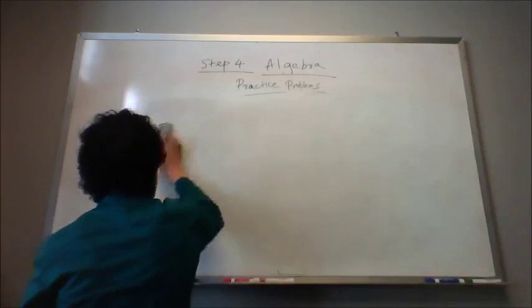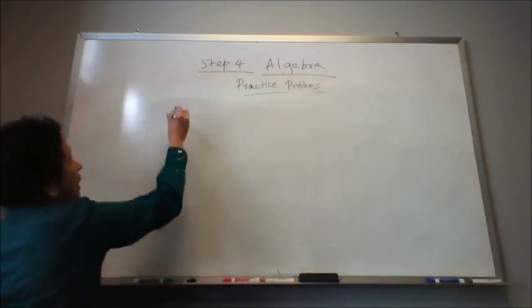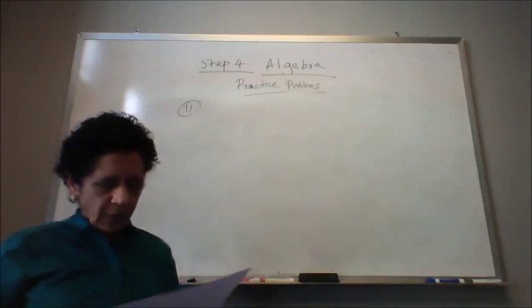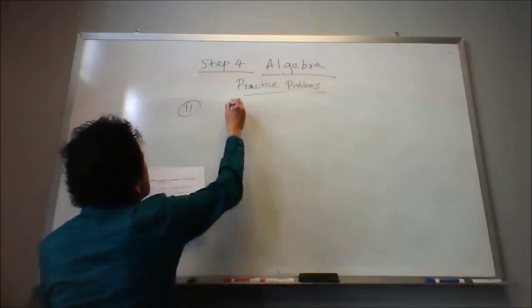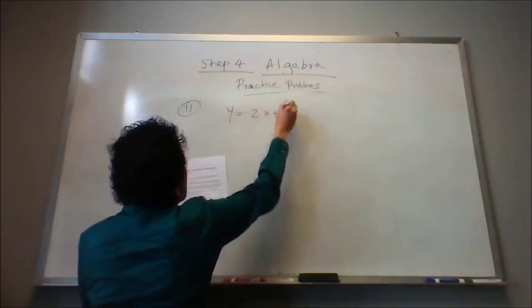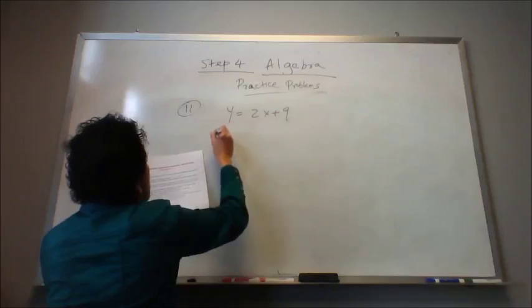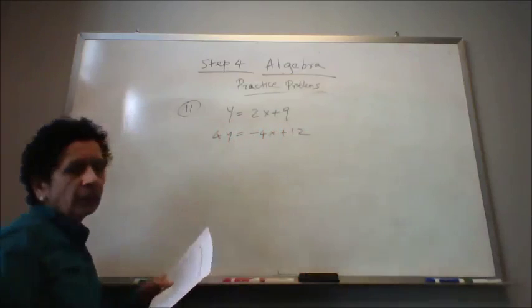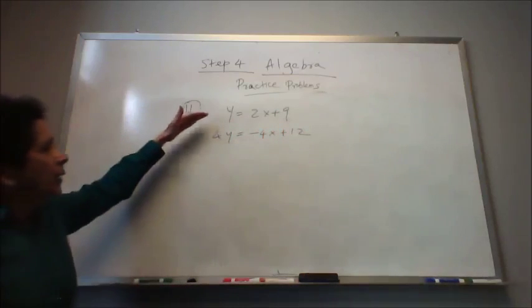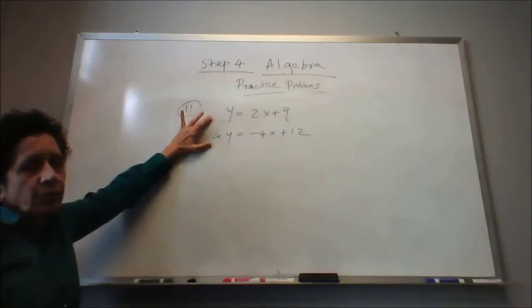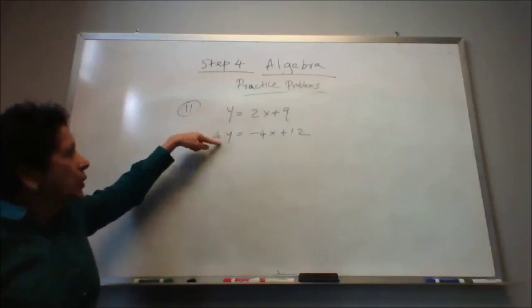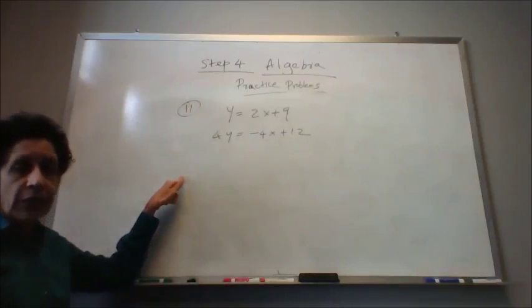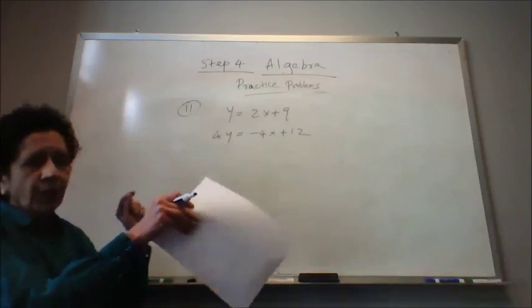And the last problem is problem number 11, okay? So find the point of intersection of these two lines, y equals 2x plus 9, and 4y equals minus 4x plus 12. Okay? So as we reviewed before, these kind of problems you can do two ways. You can actually draw the two lines in the graph paper and find out where the point of intersection is. So it'll be like an X, and then you find the point of intersection, right?